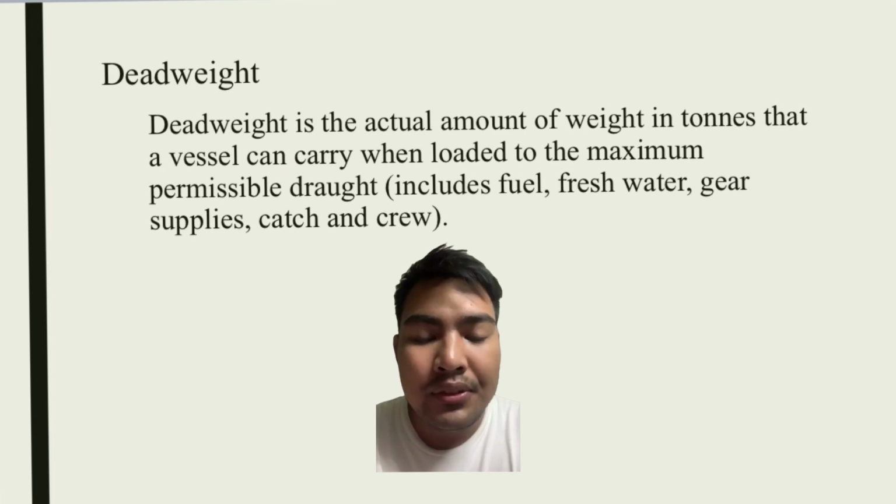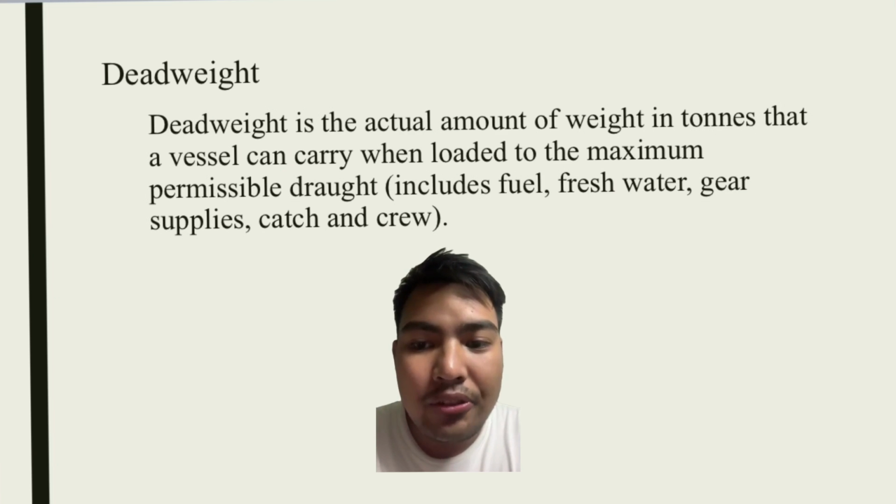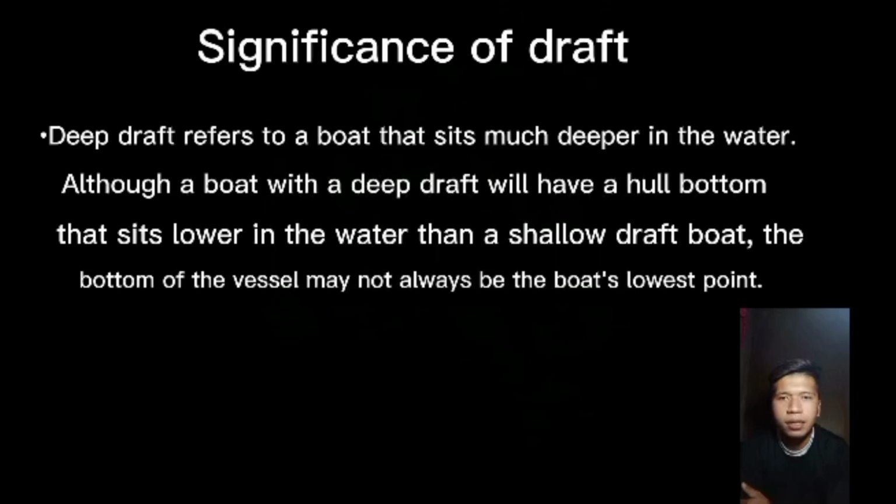Good day, I'm Cadet Alengato, and I'm here to talk about deadweight. Deadweight is the actual amount of weight in tons that a vessel can carry when loaded to the maximum permissible draught. It includes fuel, fresh water, gear supplies, catch and crew. So the deadweight is the total weight of cargo that a ship carries or can carry at a particular draft. That's all, thank you.